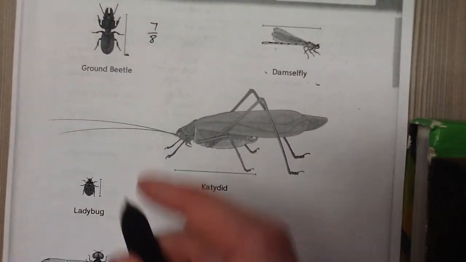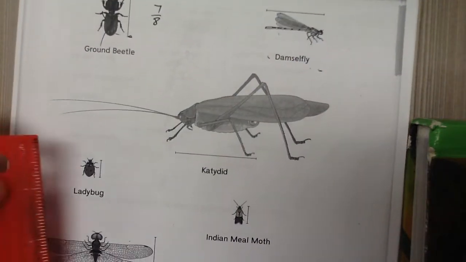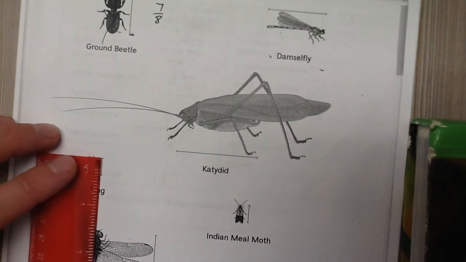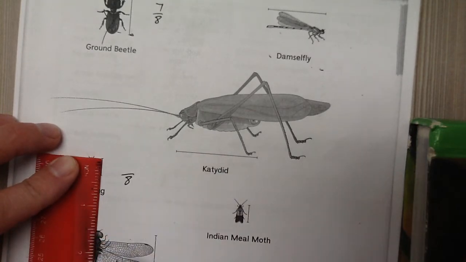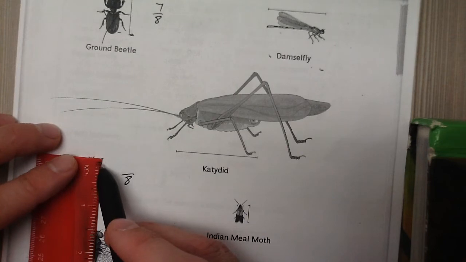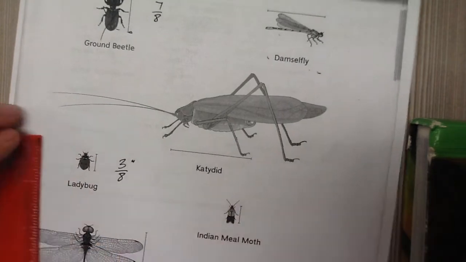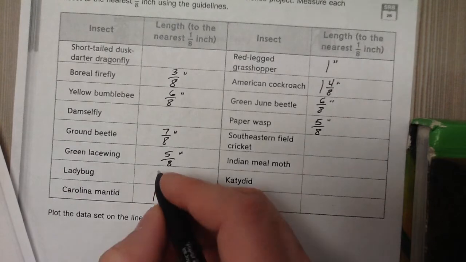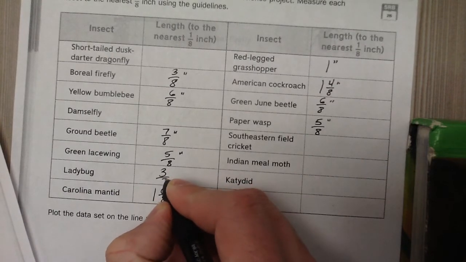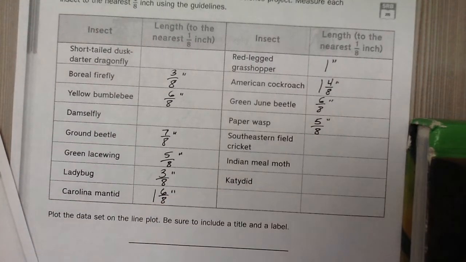All right, last one that I'm going to do with you is the ladybug. If you look at the ladybug, it's pretty small. It's not anywhere near close to being 1, so we're going to make this eighths. Every 2 lines counts as an eighth. 1, 2, 3. I get 3/8 of an inch. Come over here to the ladybug. Write in 3/8 of an inch.